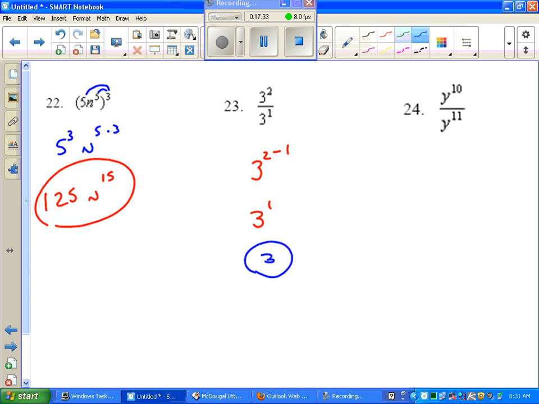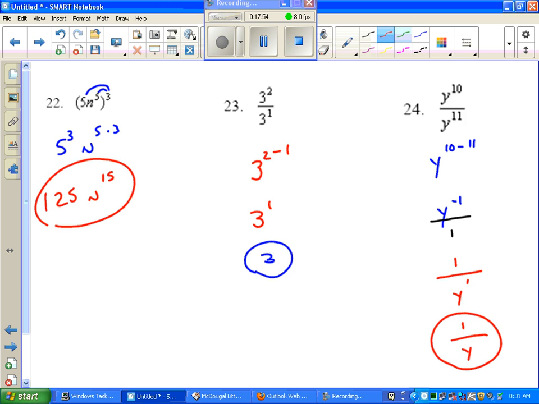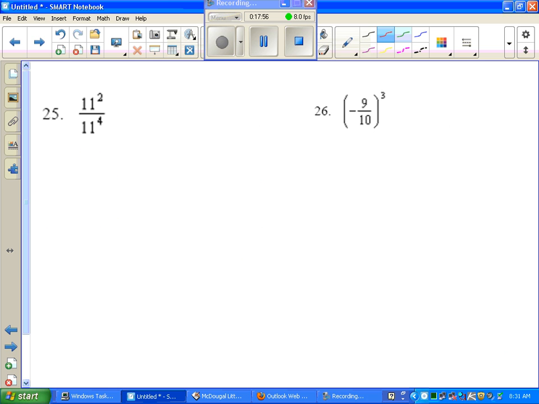Do the same thing with number 24. Y to the 10th over y to the 11th becomes y to the 10 minus 11, which is y to the negative 1 power. Again, it can't stay that way. It has to ride the elevator down. You're left with 1 on top over y to the 1st power, or 1 over y. Number 25, 11 squared over 11 to the 4th. 11 to the 2 minus 4 gives you 11 to the negative 2. Got to ride the elevator down. 1 over 11 squared, which is 1 over 121.